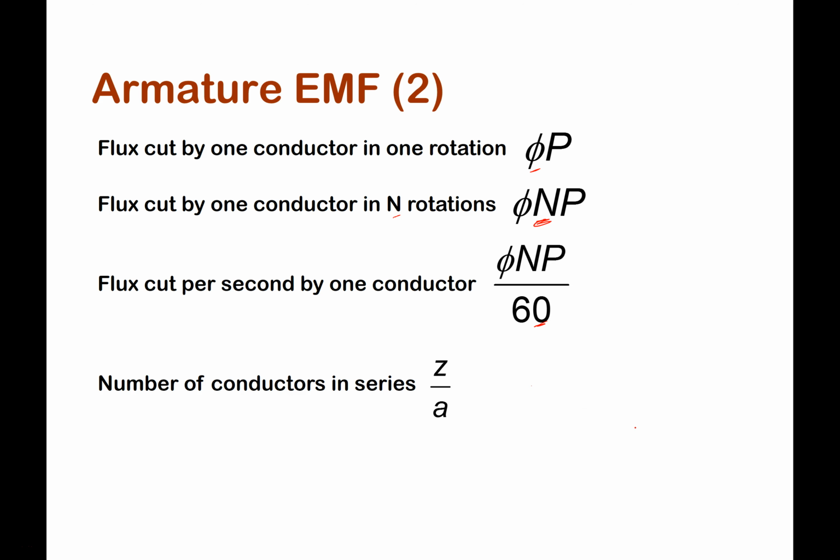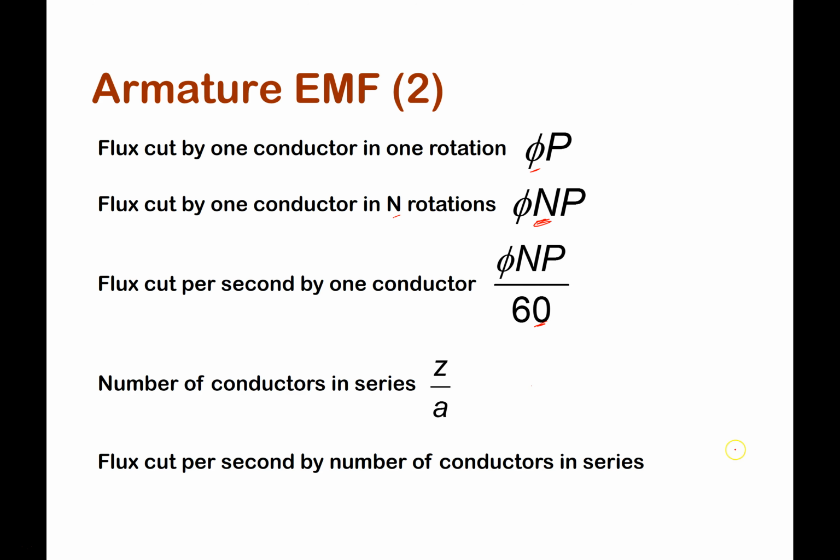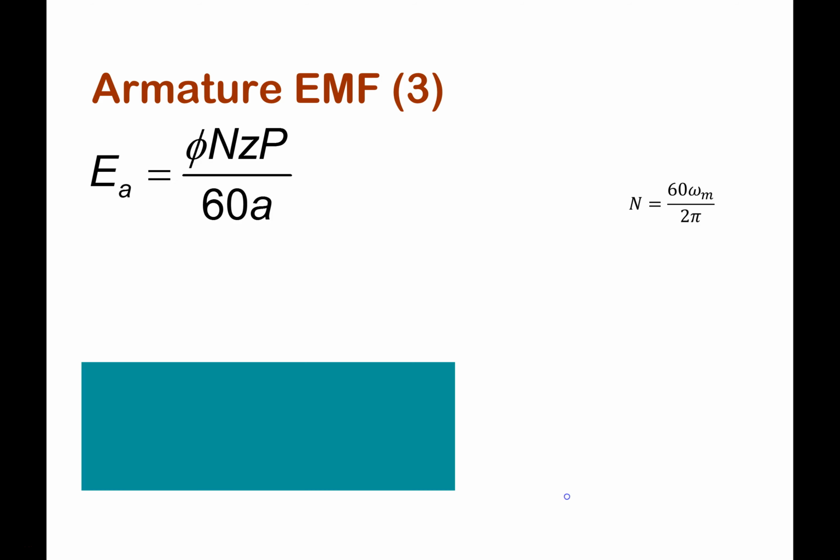So that is the number of conductors in series, total active conductors over the number of parallel paths. Then the flux cut per second multiplied by the number of conductors in series, Z on A, is how we derive the full equation, something that you should remember. So EA, the armature voltage, is phi NZP on 60A.